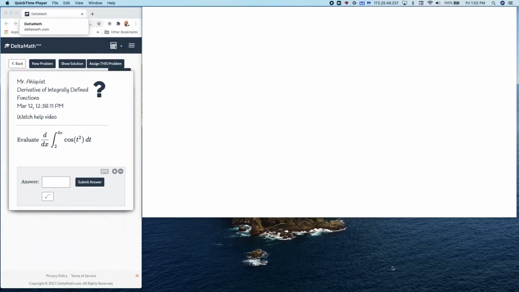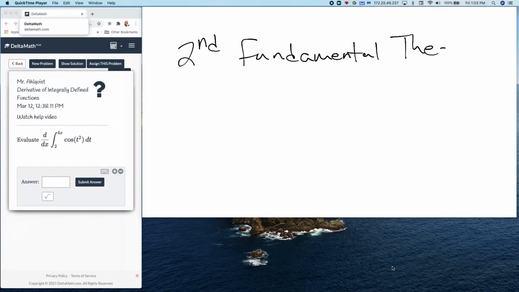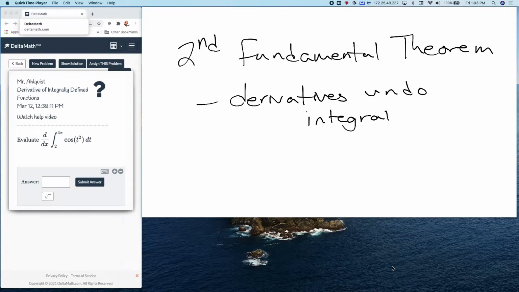We're going to do a couple things today, but the first one is what is often referred to as the second fundamental theorem of calculus. You don't have to know that it's called the second fundamental theorem, but the gist of it is derivatives undo integrals. And we have already talked about this several times. There's just going to be a little bit of a hitch in a problem like this one right over here.